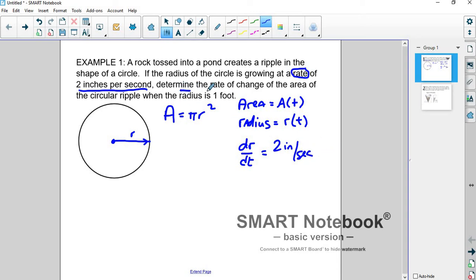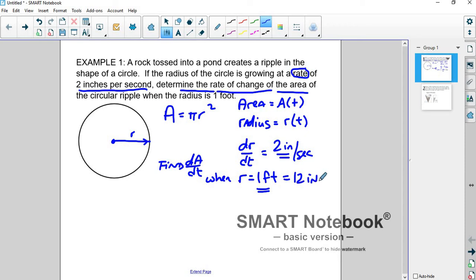And then we want to determine the rate of change of the area, so we want to find dA/dt when the radius is 1 foot. And be careful, this is inches, this is feet, so I need to make sure that they're in the same units. Either change that to 12 inches or change this to 1/6 of a foot, either way.